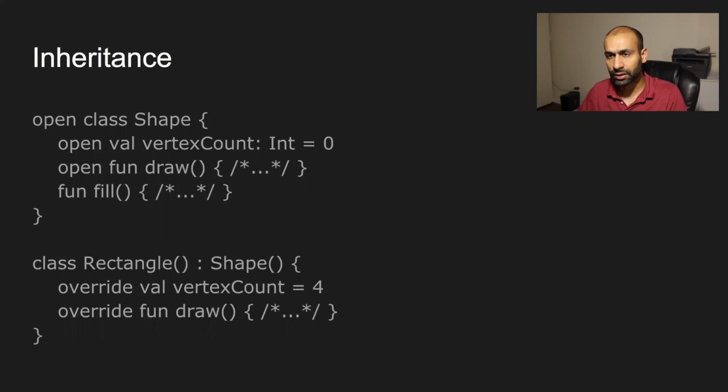So again, a few things to keep in mind. One is whenever we need to extend the superclass, we need to declare the class properties or functions as open, and whoever is extending that class needs to use the override keyword.